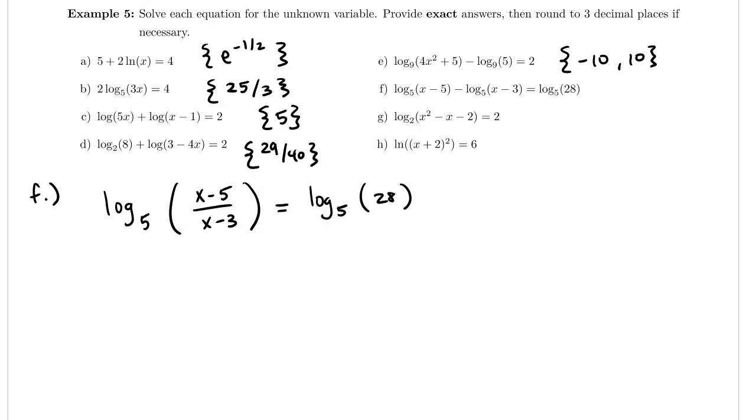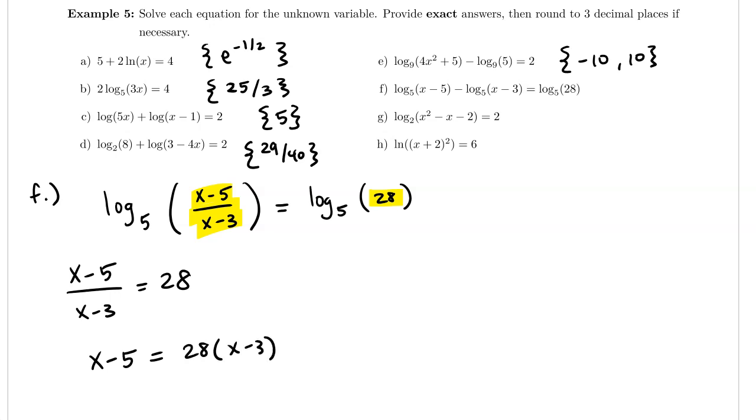Now, because these logs have the same base, I can just set the insides equal to each other. We get (x minus 5) over (x minus 3) is equal to 28. I can multiply both sides by x minus 3. That will give us x minus 5 is equal to 28 times (x minus 3). And so if I distribute the 28, we get x minus 5 equals 28x minus 84.